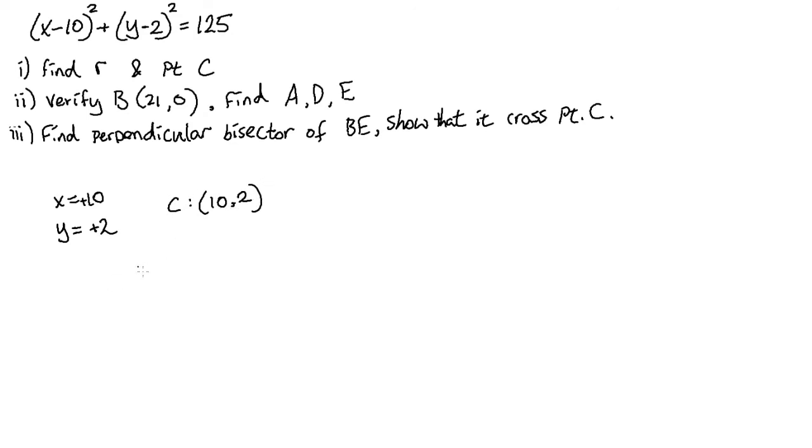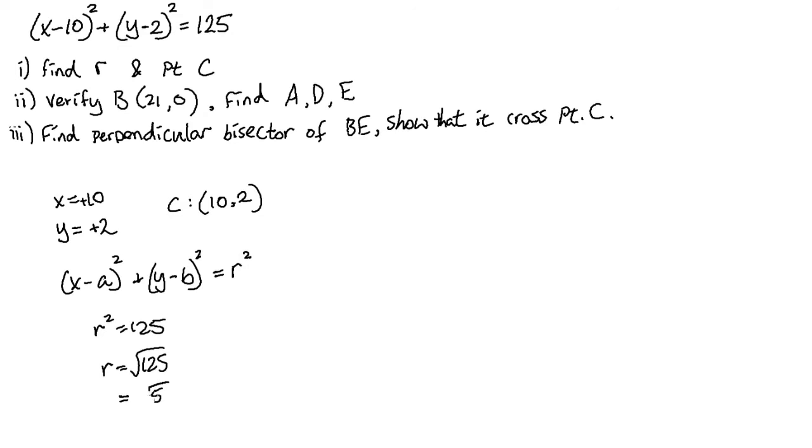That is one part done, and the radius is the square root of the value on the right hand side, because the general equation is x minus a squared plus y minus b squared equal to r squared, and r squared is equal to 125, and therefore r is just the square root of 125. And the square root of 125 is 5 root 5.